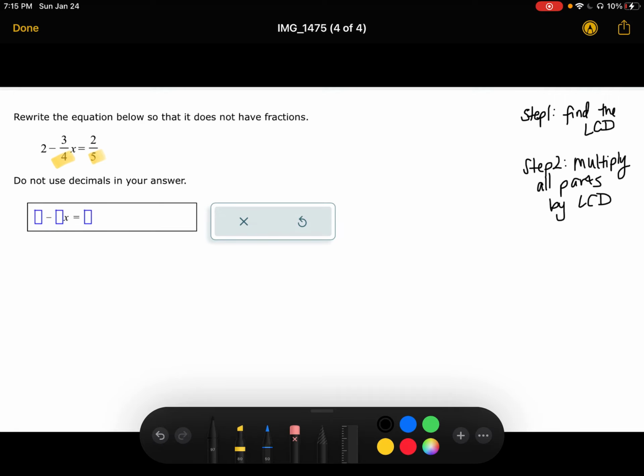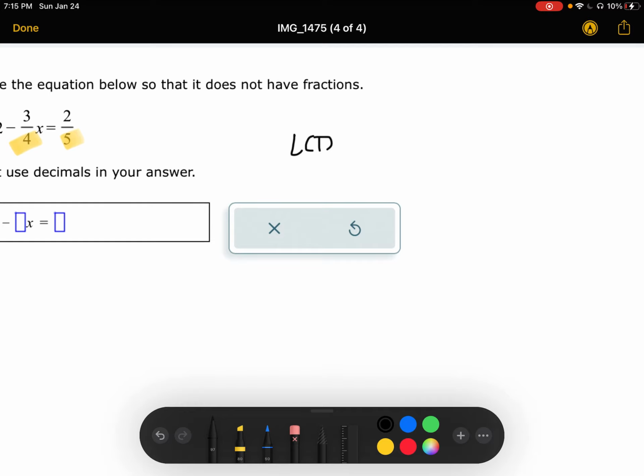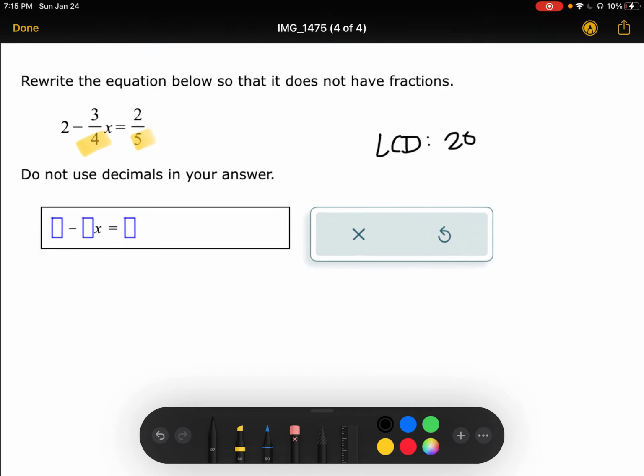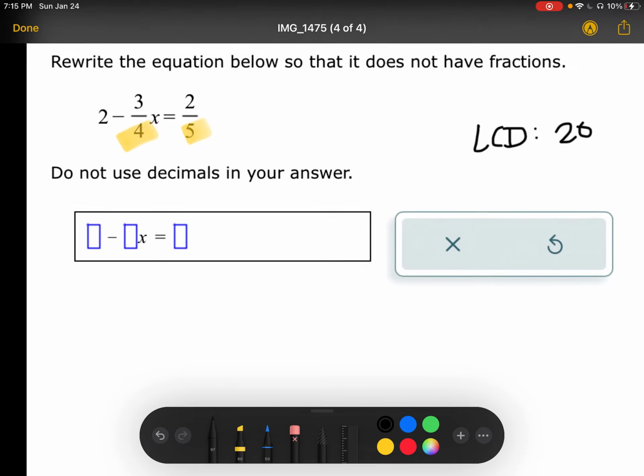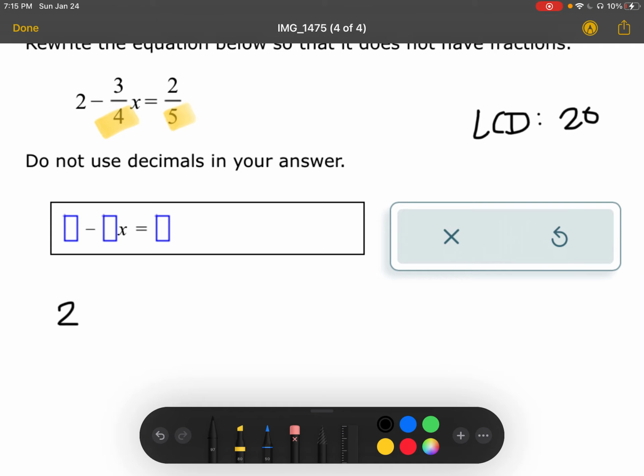So my LCD is going to be 20. Then I'm going to multiply all parts by the least common denominator. So I'm going to say 2 times 20, and then 3/4 x times 20, and then 2/5 times 20. And I'm going to explain why exactly I wrote it like that.